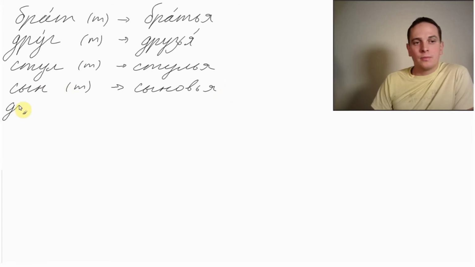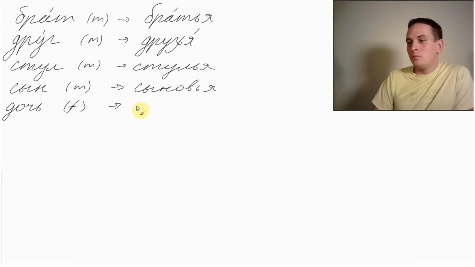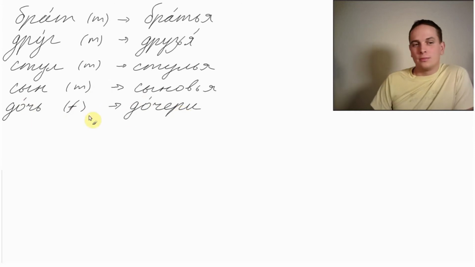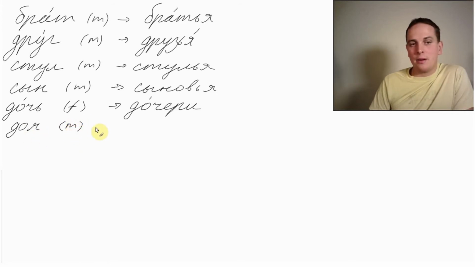Дочь. Дочь is feminine. And the plural would be дочери. Дочь, дочери. Дом. Дом is house. It is masculine because it ends in M. What would be the plural of дом? We already learned it. Дома. Дом, дома.